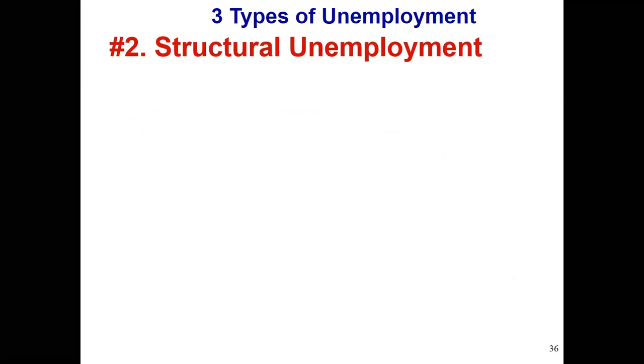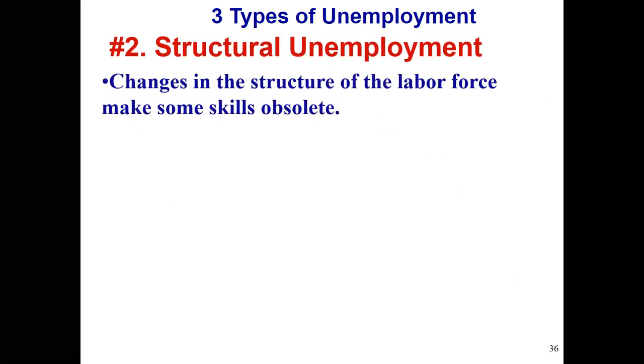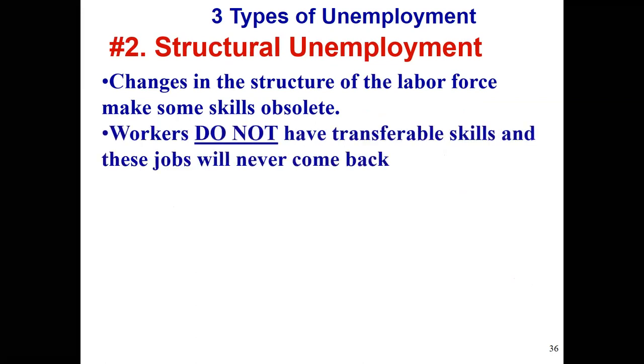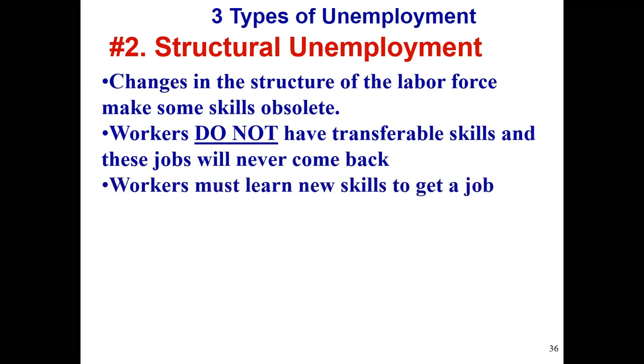The second is structural. Structural is more long-term, all right? It's when you have more workers than you have jobs, and you don't have transferable skills. So there's a couple of examples, like technology replaces you. They take your line worker for Ford in Michigan and transfer the plant to Mexico. That's structural because your skill as a line worker, you have no other skill.